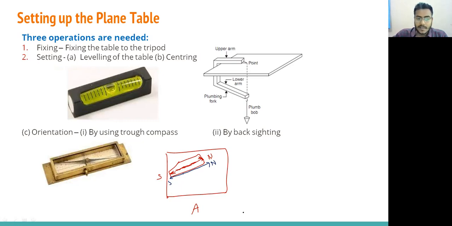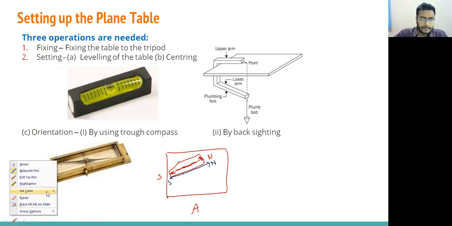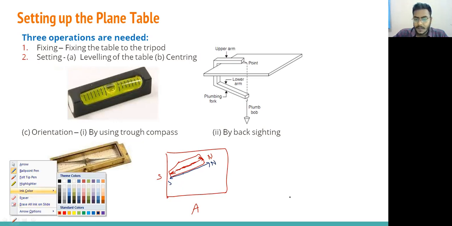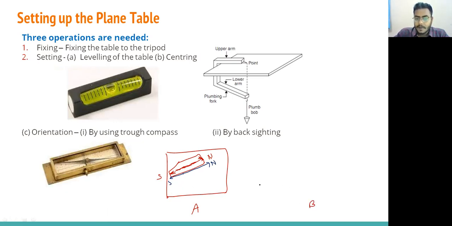Okay, and there is another station B. Here at station B we keep the alidade. So we represent point A by small a, and this is B. So we have done like this. Now we are keeping the plane table at the second station, B. We have done the fixing, the setting, the leveling and the centering. Then we are going to orientation.